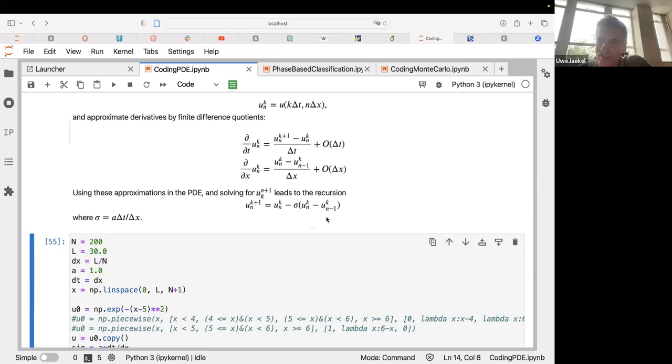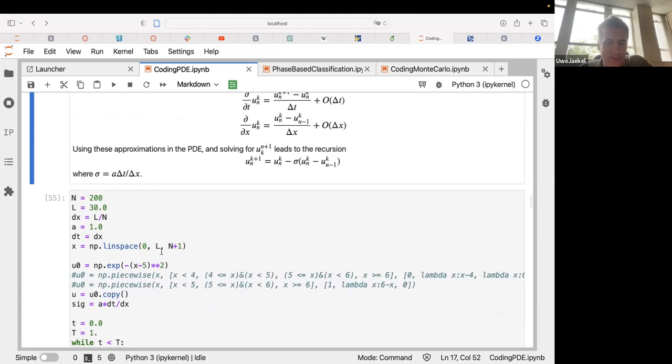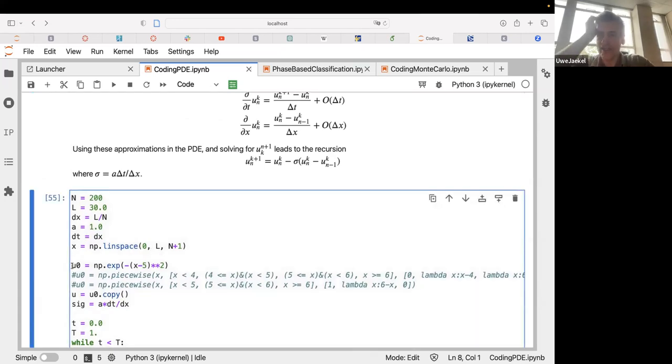So this is a very simple equation for how we can update it, and this is the Python implementation. I want to discuss a few things about the Python implementation here in the tutorial as well.